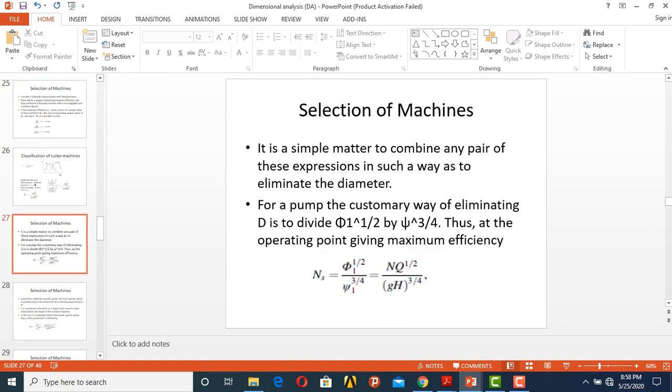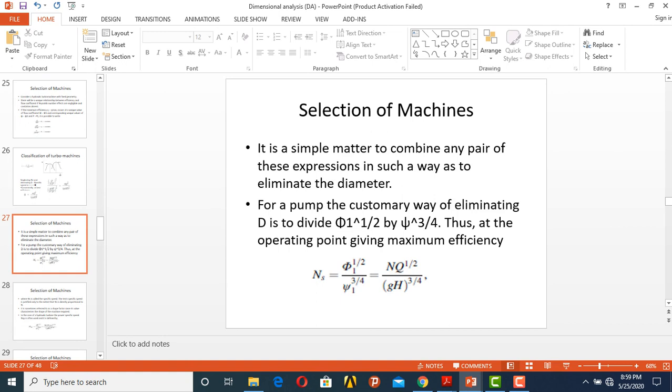So as we are combining these two coefficients, our goal and our quest is to eliminate the design parameter. The design parameter in this case will be the diameter. So that diameter, we want to get rid of it so that we just have one parameter which will help us find that machine which will be suitable for our duty or our operation.